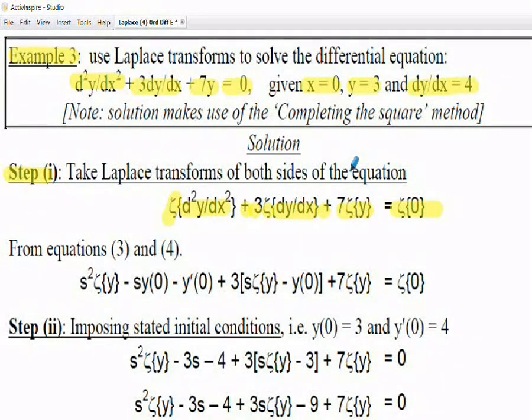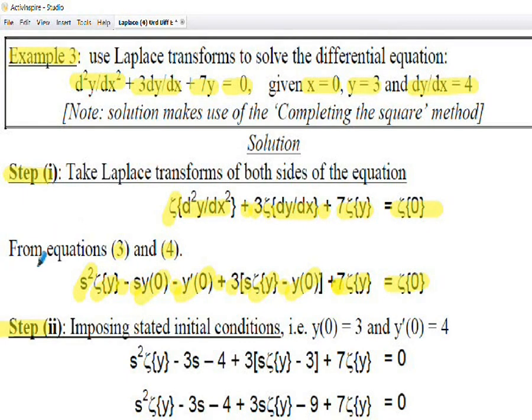From equations 3 and 4 we defined previously, I will now get s squared times the Laplace of y, take away s, times the value of y when x is equal to 0, take away the value of the first differential of y when x is equal to 0, plus 3 times s times the Laplace of the y function, and then it will be in a moment 3 times the minus the y naught function, which is the value of y when x equal to 0, plus 7 times the Laplace of y equals the Laplace of 0 on the right hand side, which is 0.